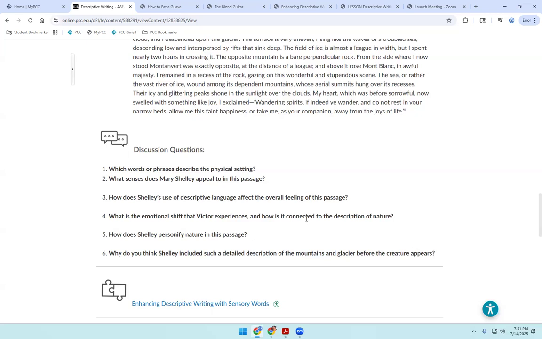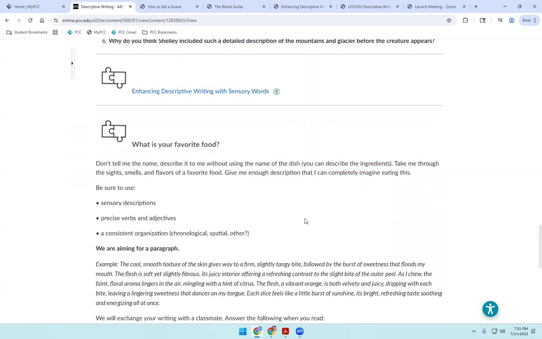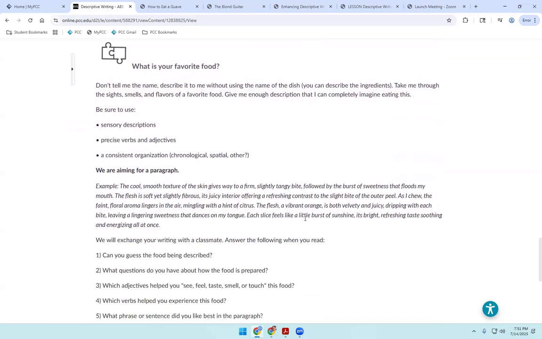Okay, lots of descriptive words in there. Now is the opportunity for that activity that we are going to share and do together. And this is about your favorite food. So describing something that is your favorite food. But I don't want you to tell me exactly what it is. Please don't tell me the name of it.